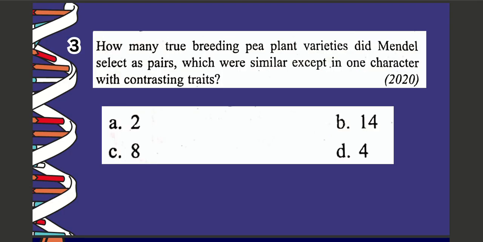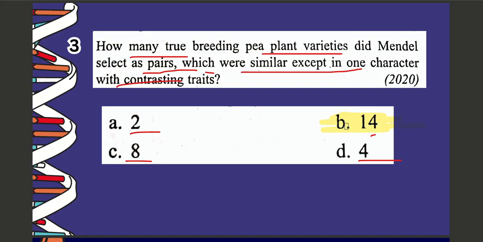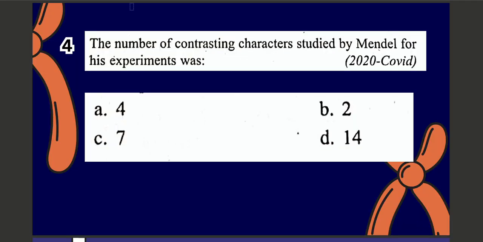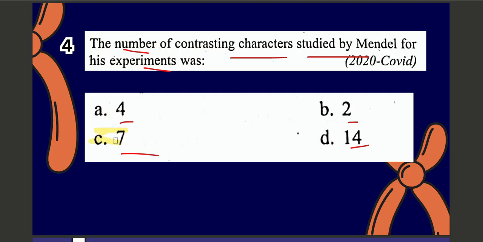Next question. Question number 3. How many true breeding pea plant varieties did Mendel select as pair which were similar except in one character with contrasting trait? Options are A 2, B 14, C 8, D 4. The correct option is option number B, which is 14. Next question. Question number 4. The number of contrasting characters studied by Mendel for his experiment was A 4, B 2, C 7, D 14. The correct option is option number C, which is 7.